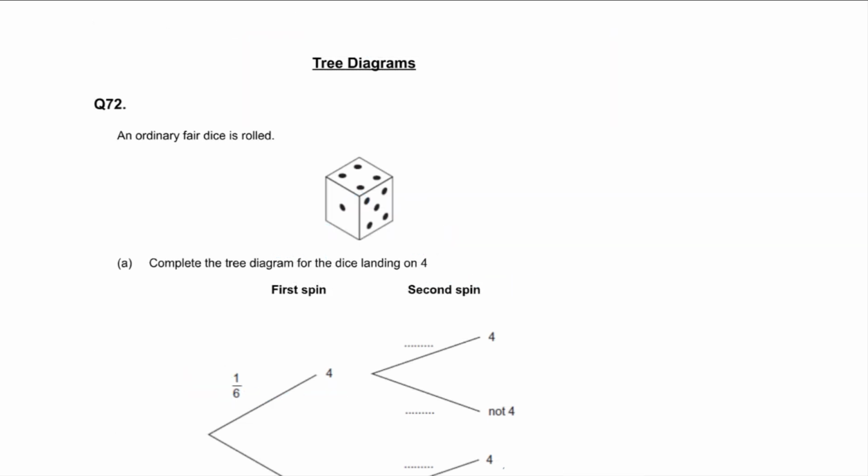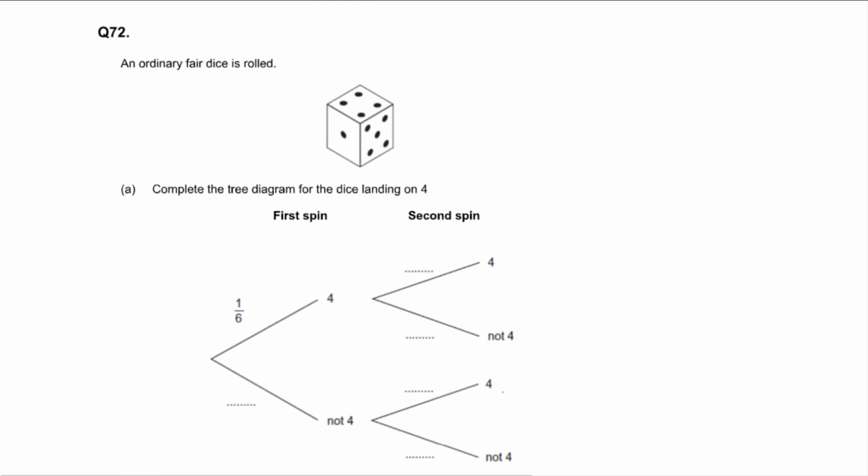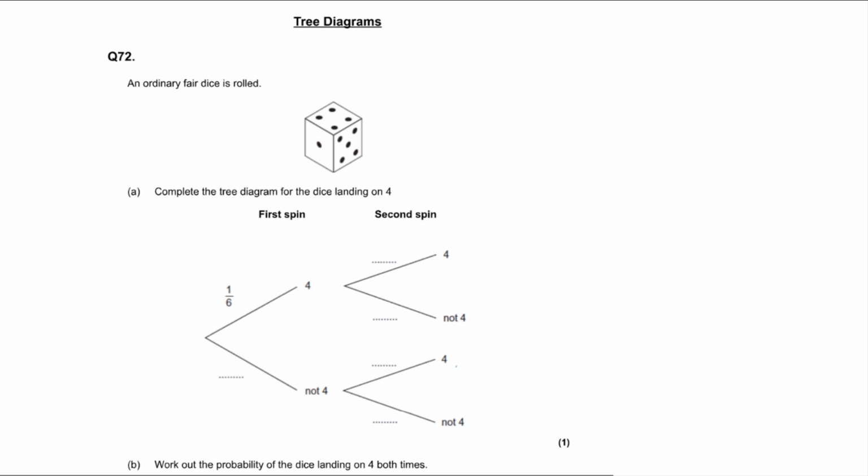We're on to the last section, which is a great job because my voice is about to go. It's getting croakier and croakier. We're on to tree diagrams, question 72. An ordinary fair dice is rolled. Complete the tree diagram for the dice landing on 4.